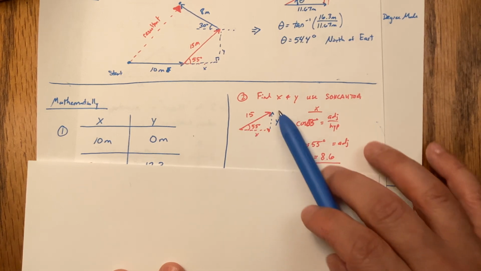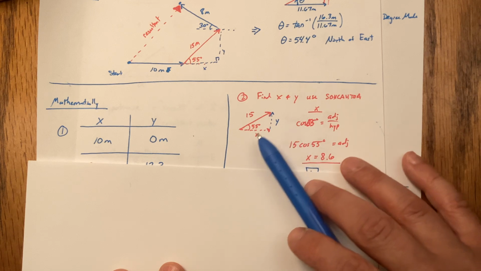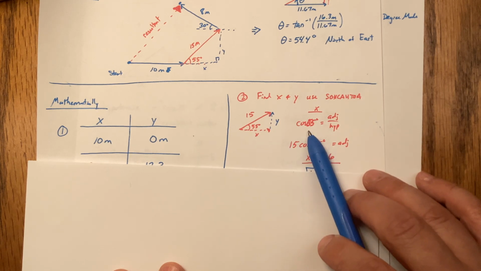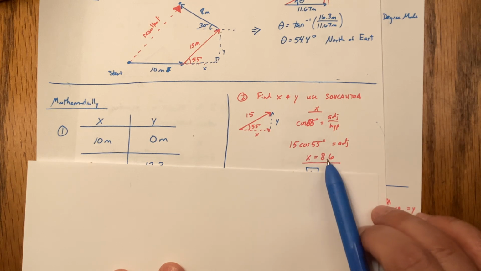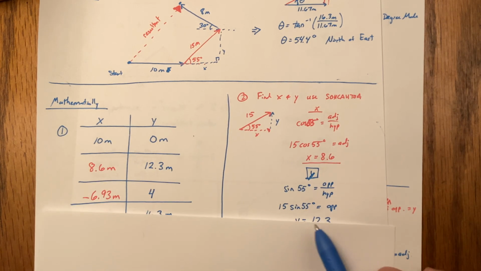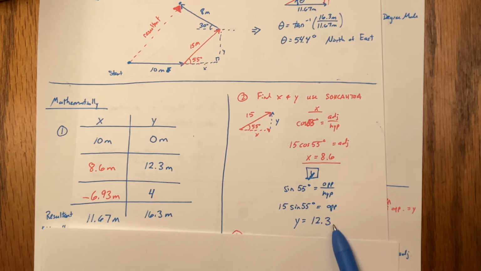So I redrew this one here, and I'm solving now for the x and the y parts. This is the adjacent side, so I'll use cosine. So 15 times the cosine of 55 gives me 8.6. And then I know the sine will give me the y part. So 15 times the sine of 55 gives me 12.3.